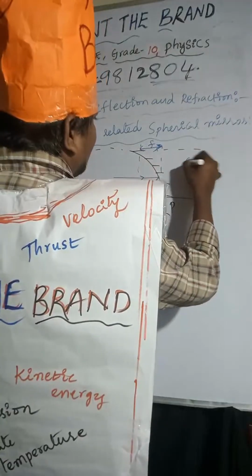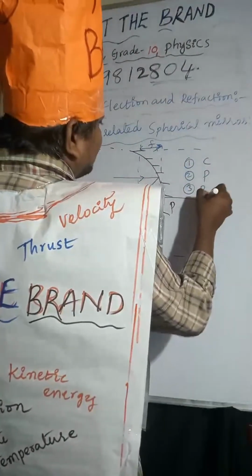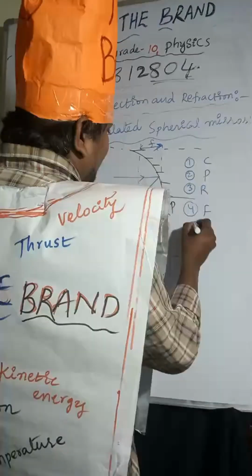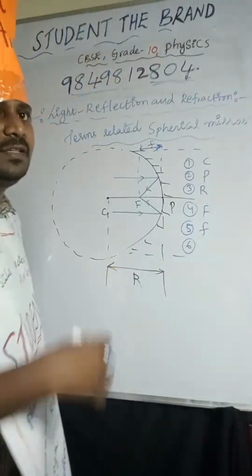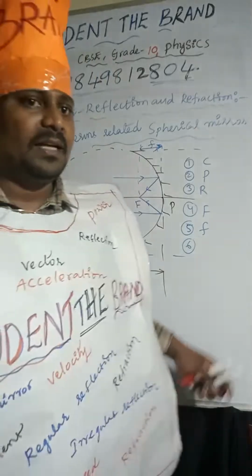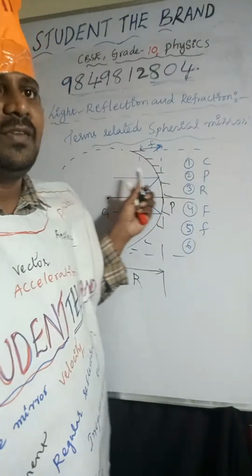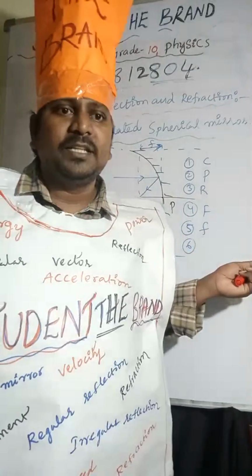Okay, first one is center of curvature. Second one is pole. Third one is radius of curvature, and fourth one is focus. Fifth one is focal length, and the sixth one is the line passing through center of curvature and pole, which is called principal axis.